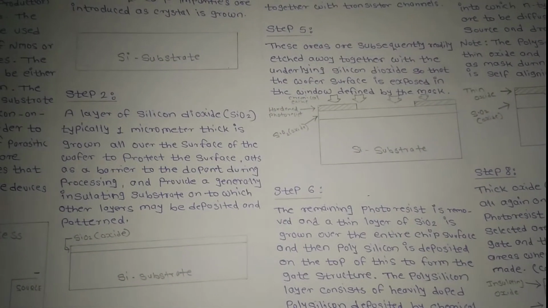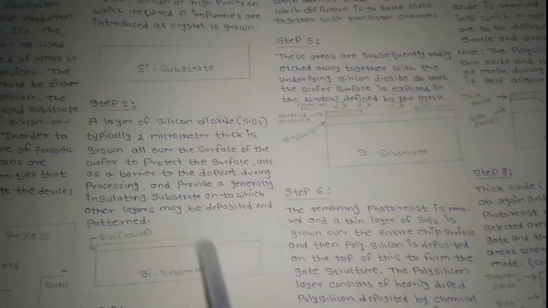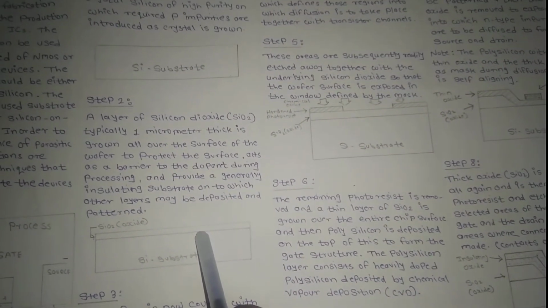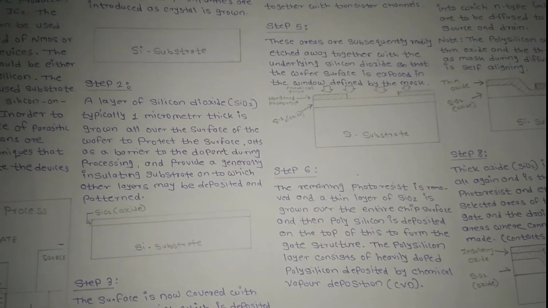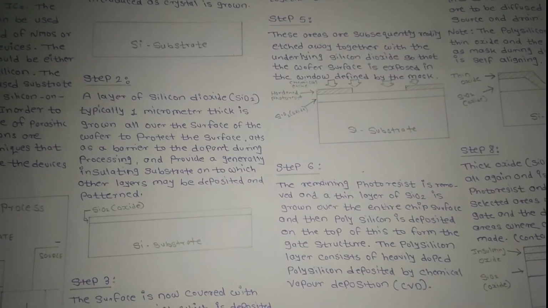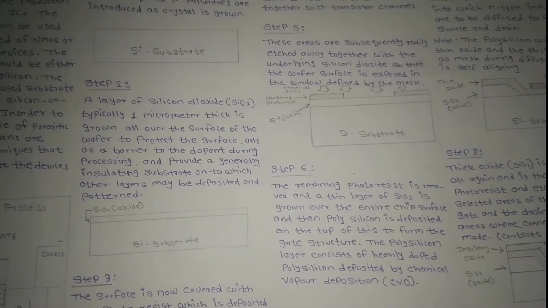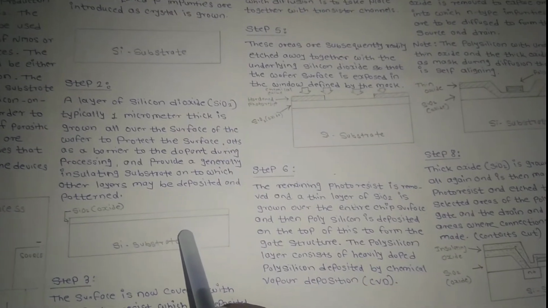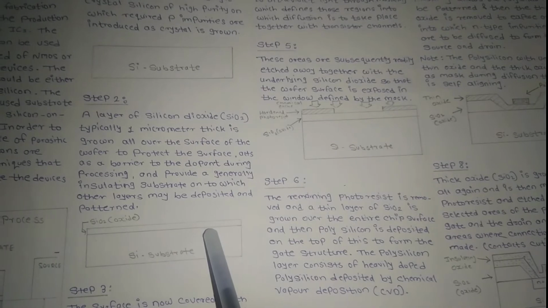Next step, a layer of silicon dioxide, typically 1 micrometer thick, is grown all over the surface of the wafer to protect the surface, act as a barrier to the dopant during processing, and provide a generally insulating substrate onto which other layers may be deposited and flattened. This is what it looks like after the 1 micrometer thick layer is grown all over it.